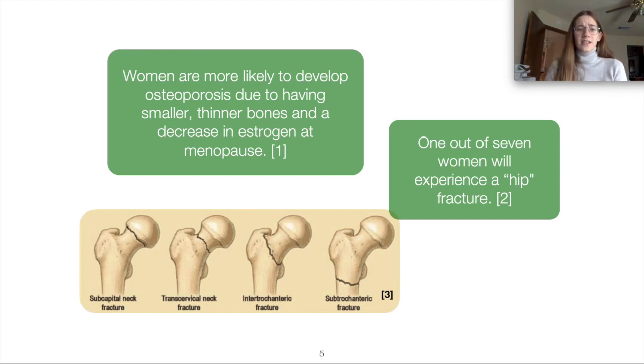So as you can see here are some images of how femurs break in hip fractures. And I know that as a woman, I'm at more risk of breaking my hip in the future, so I wanted to do this simulation just to see if that might happen or not.